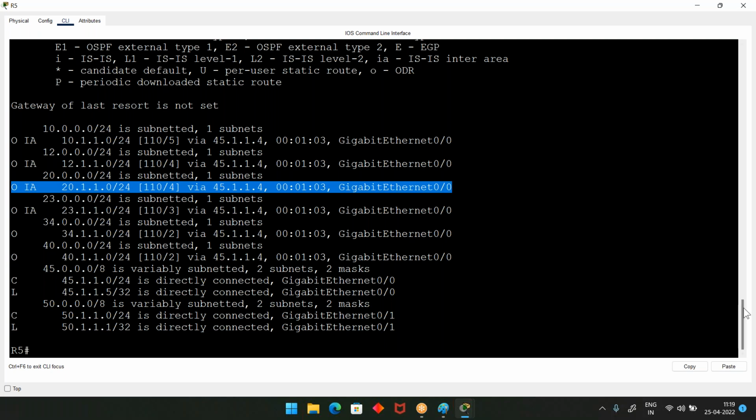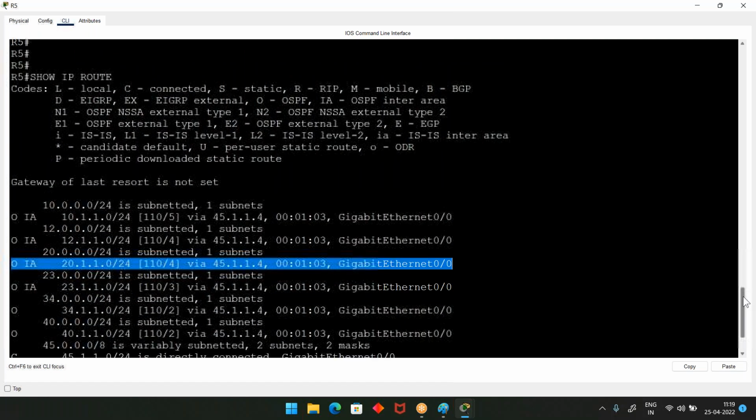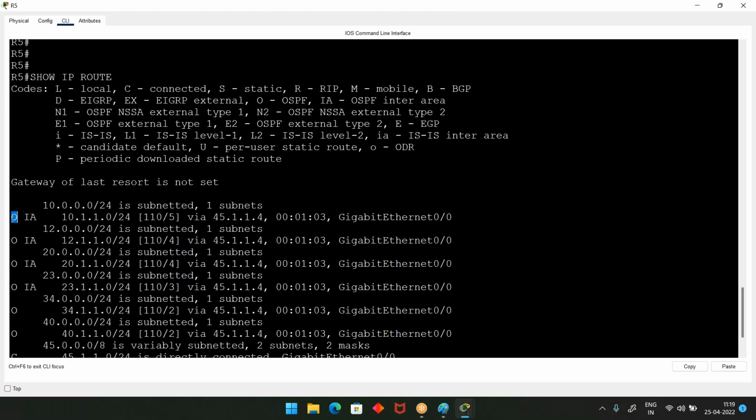But sir, what does the OIA mean here? What does the O mean, guys? O means OSPF. IA means OSPF inter area, OSPF inter area.